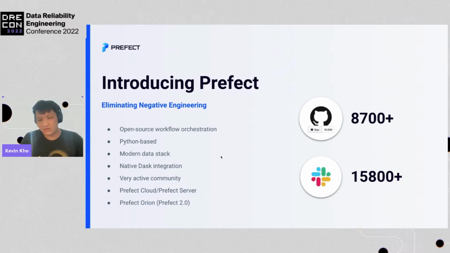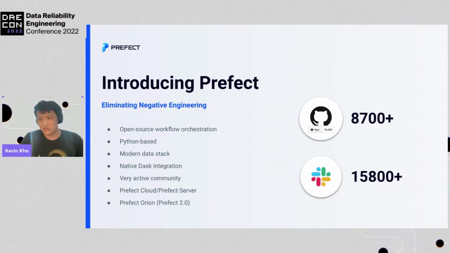So Prefect is both the company and the open source project. We currently have 8,700 GitHub stars. Our Slack community still continues to grow, nearing 16,000 right now. As I mentioned, my job is the Slack community. So if you want to just come in and ask questions about workflow orchestration, always feel free to jump in there and just chat.